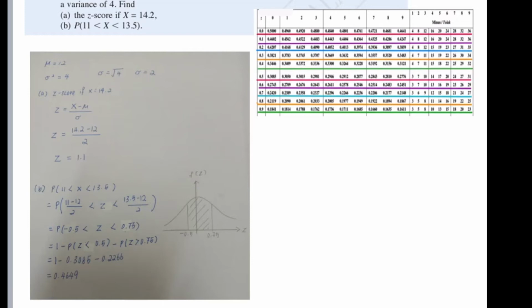And I use the table, and for 0.5 I get 0.3085 and for 0.75 it is 0.2266. So I use 1 minus 0.3085 minus 0.2266 and I get the answer is 0.4649. That's all.